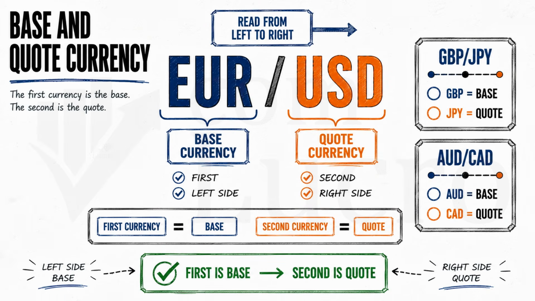So let's give the two sides their proper names, because you'll hear these words for the rest of your trading life. Every pair has a base currency and a quote currency. The base is the first currency you see, on the left. The quote is the second one, on the right. In Euro USD, the euro is the base and the dollar is the quote. Simple as that. First one's the base, second one's the quote.